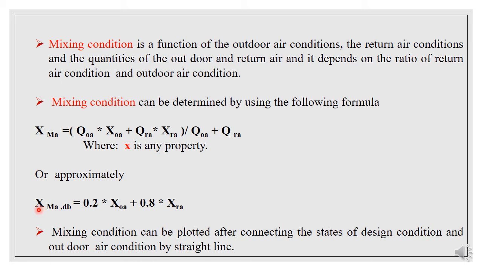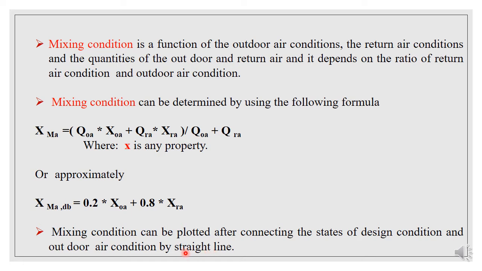Or you can, as a simplification, use this formula. We have the temperature of the mixed air, dry bulb, equals, if your outdoor air is 20%, 0.2 times the temperature of the outdoor air plus 0.8, which is 80% of the return air, times the temperature of the return air.